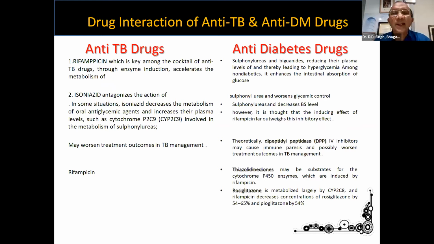It can increase the blood sugar level by antagonizing the action of sulfonylurea, but in some situations, isoniazid decreases the metabolism of oral anti-hypoglycemic drugs and increases the plasma level of such drugs, as cytochrome P2C9 is involved in the metabolism of sulfonylurea. But it is thought that the inducing effect of rifampicin far outweighs this inhibitory effect of isoniazid. This DPP4 inhibitor may cause immune paresis, and it has been shown that it possibly may worsen the outcome of TB management.